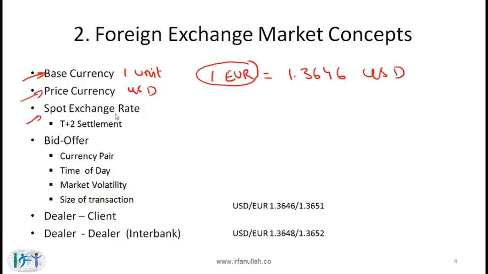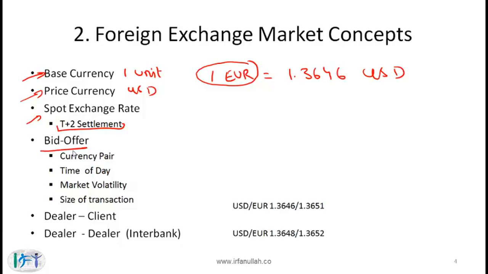The spot exchange rate is the exchange rate that is in effect now, and this will be contrasted with forward exchange rates, which we will talk about later. So if we are told that the spot exchange rate is 1.3646, that means that today or currently 1 euro is worth 1.3646 US dollars. In the FX markets, typically you will also hear the term T+2 settlement. This means that if this is the rate being quoted today, then the settlement at this rate will happen in 2 days. So T+2 means now plus 2 days.